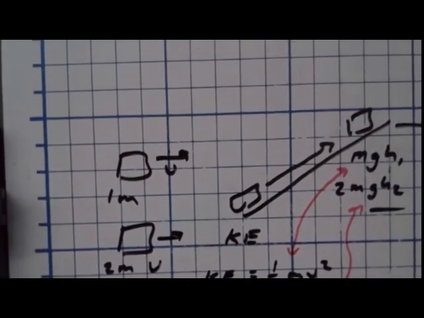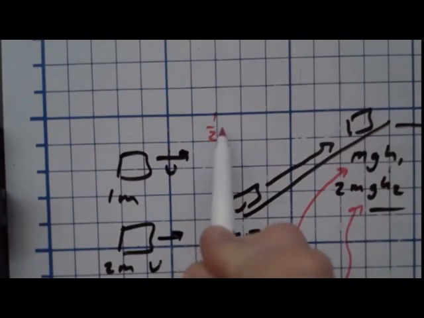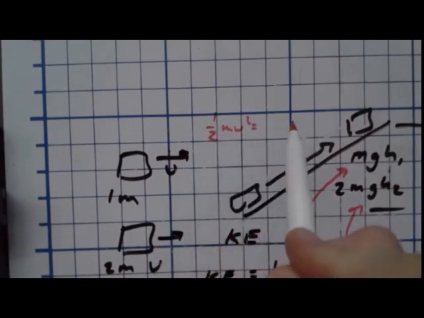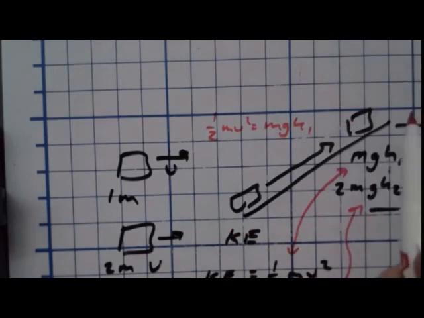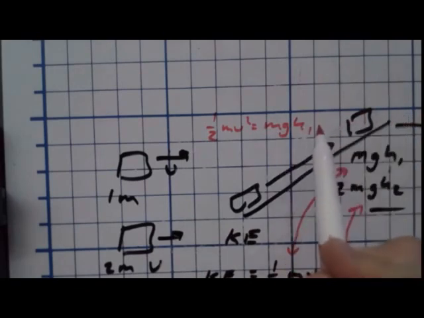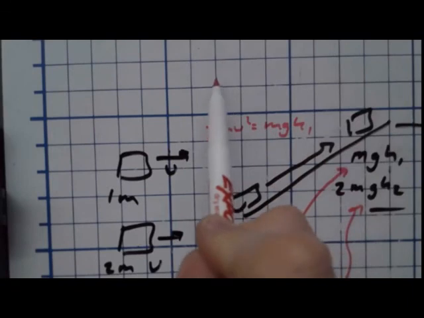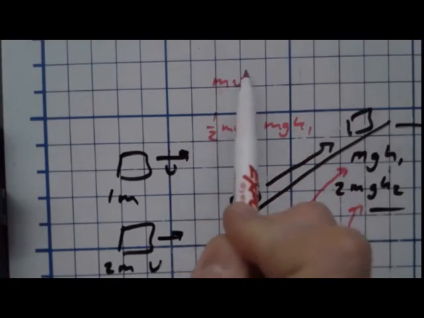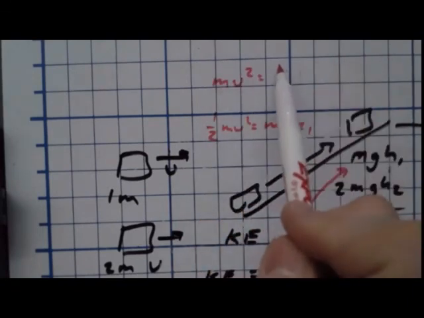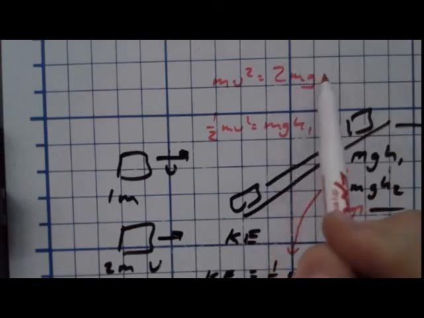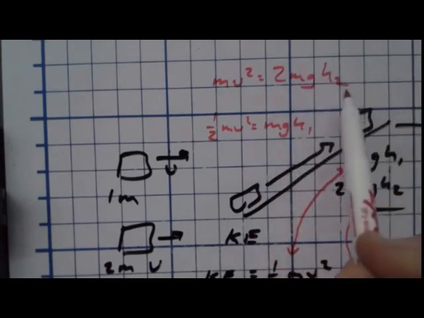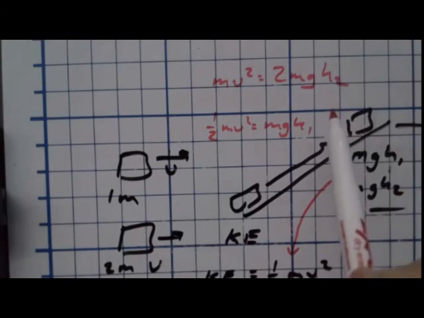One is 1/2 mv squared equals mgh1, and then you figure out what the h1 is going to be. And then the other is mv squared equals 2mgh2, and then you figure out what that h2 is, and then we ask which one's bigger, or are they equal. So that's it for this.